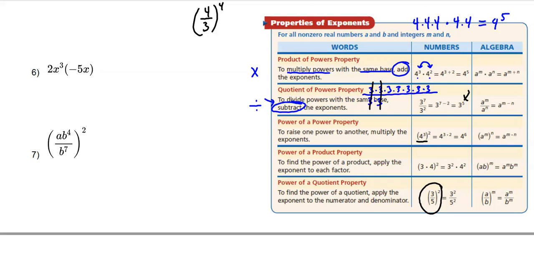I'm allowed to kind of multiply those out and write shorthand where I could have just had 4 to the 4th over 3 to the 4th. You raise both pieces to that power.